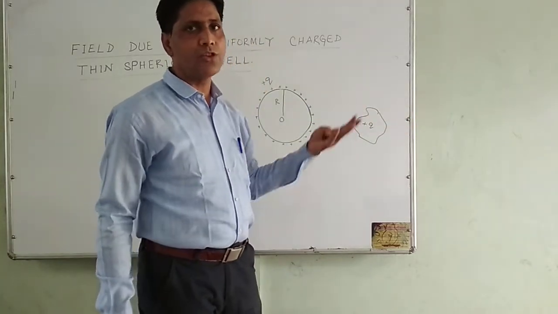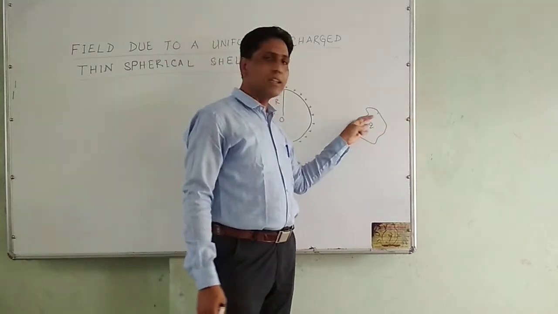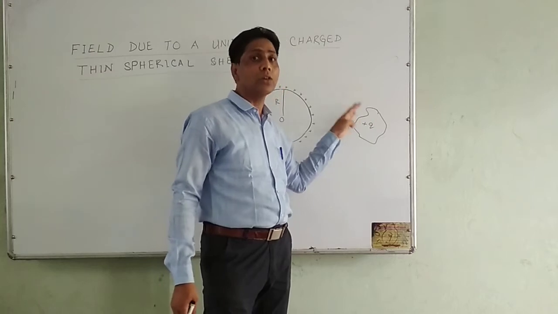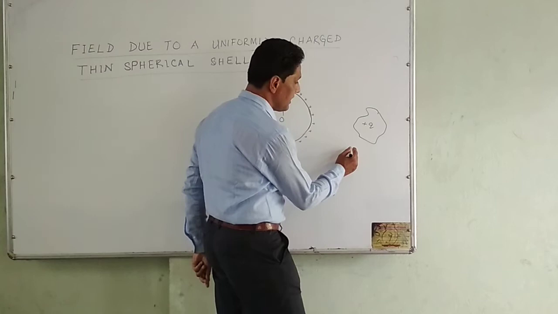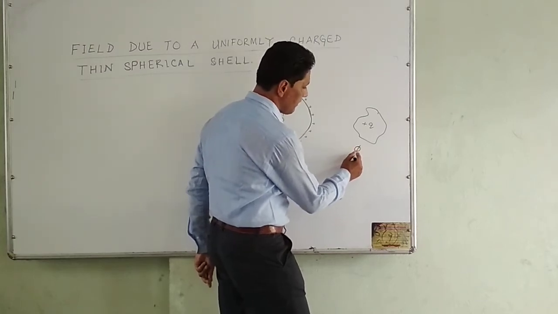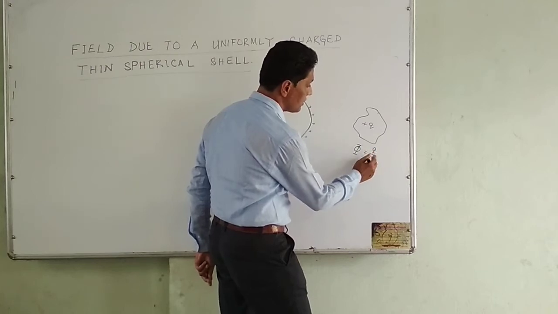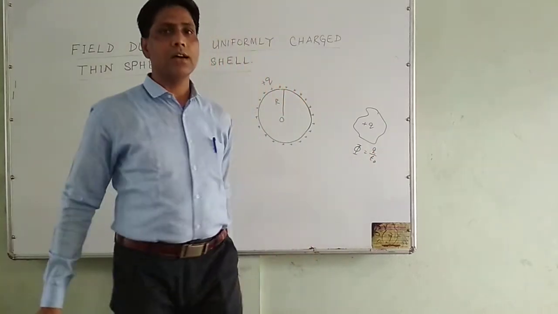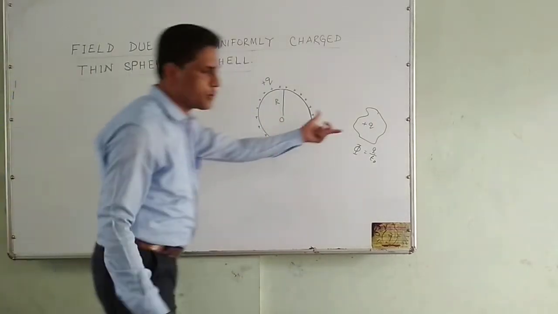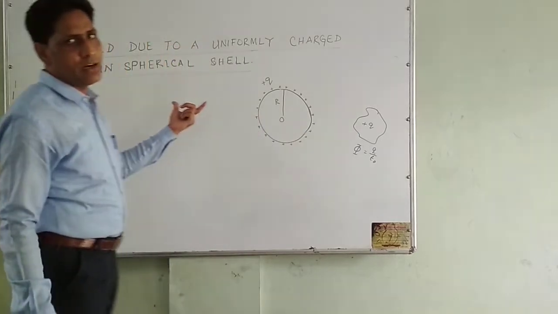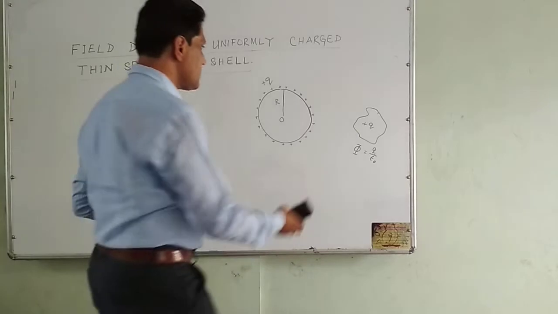means the number of lines of force passing normally through an area. So the total electric flux linked to this closed surface, according to Gauss's theorem, is phi equals 1 by epsilon naught times Q, where epsilon naught is the absolute permittivity of free space. This theorem I shall use here to find the electric field due to this charged spherical shell.